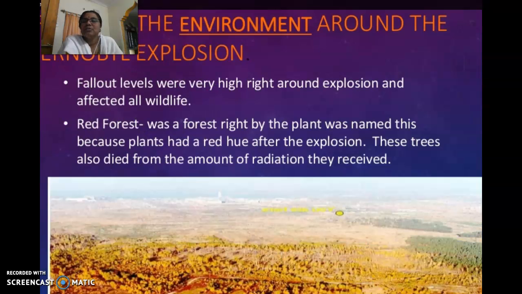See, the effects on the environment around the Chernobyl explosion: fallout levels were very high right around the explosion and affected all wildlife. See how the wildlife and forest. Recently we have seen the Amazon forest fires and things like that, but that happened a little bit accidentally, whereas this nuclear power plant is going to be destroyed and damaged for generations together.